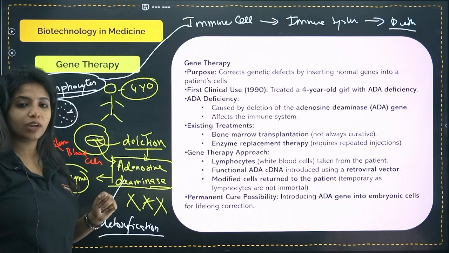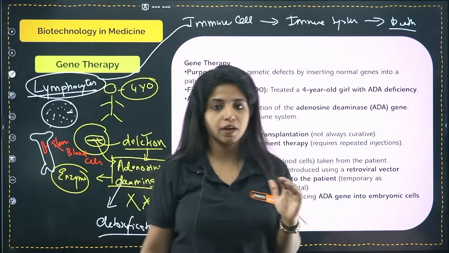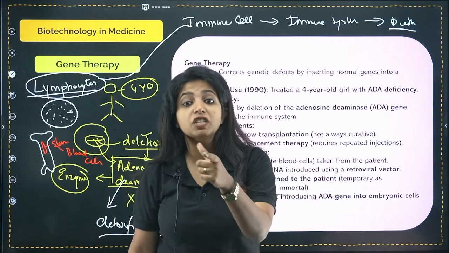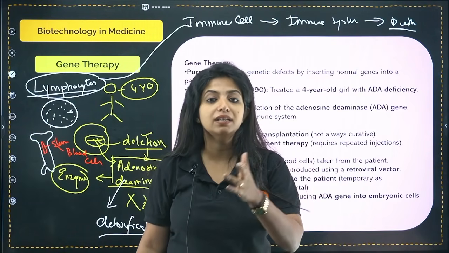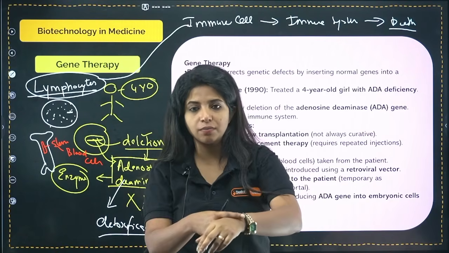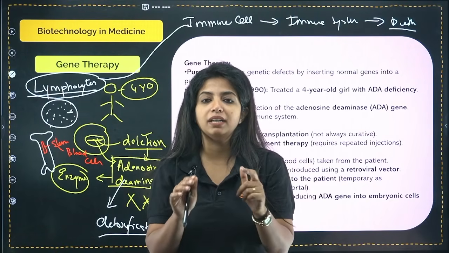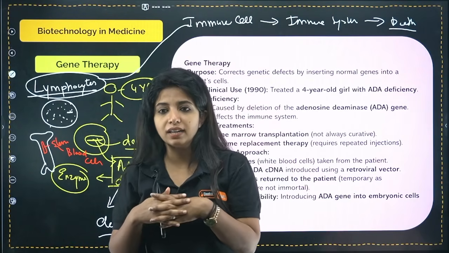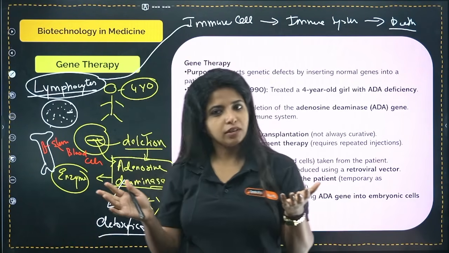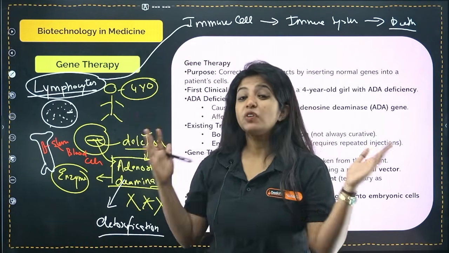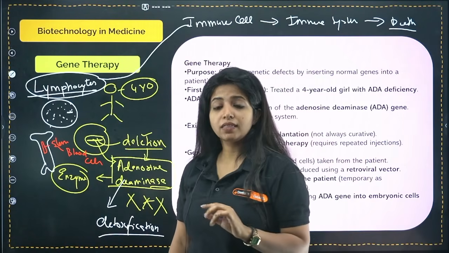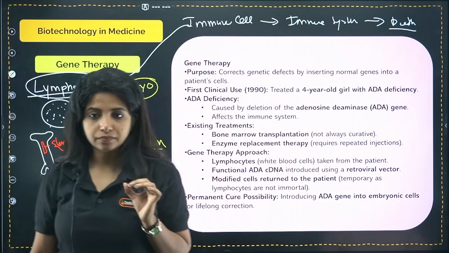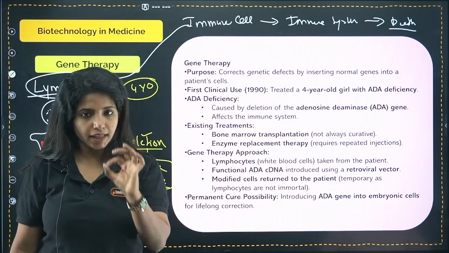Okay, the second thing that you can do is what? Enzyme replacement therapy. You can take repeated transfusions of this enzyme, that is adenosine deaminase. You can insert it in an organism. But the problem with that is what, my dear children? Again, you need repeated transfusion. So that is also not completely curative. Okay, then what could be done? Then there is one more very important thing that is known as gene therapy. Okay, that is known as gene therapy.